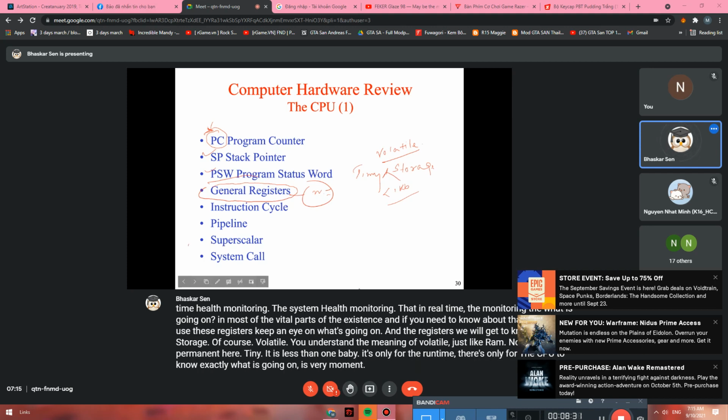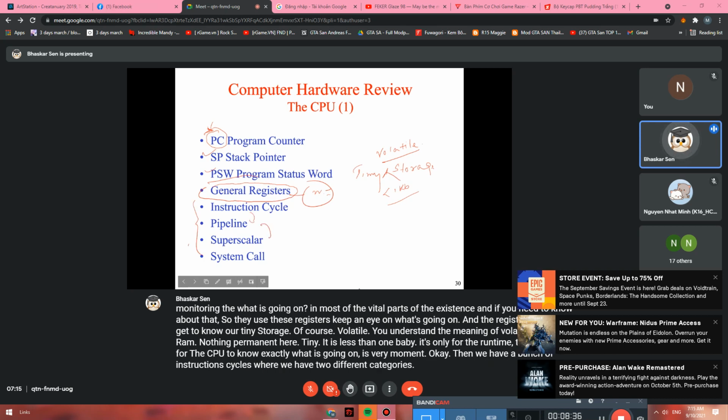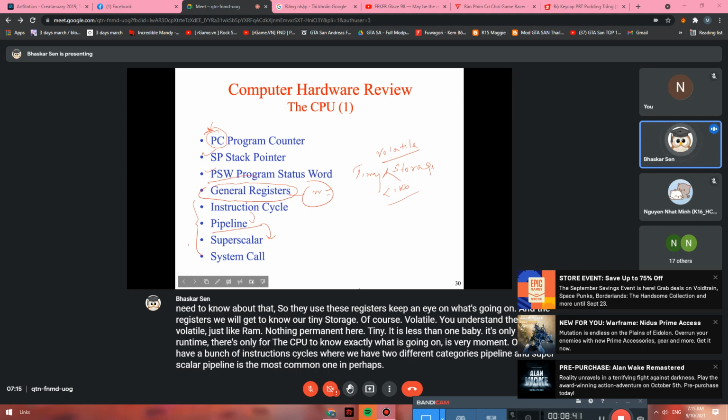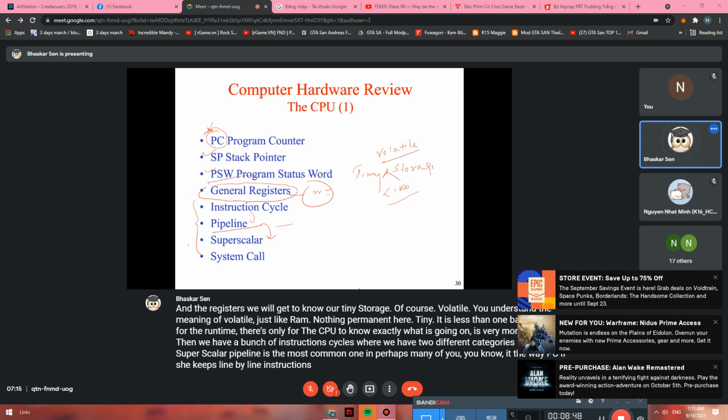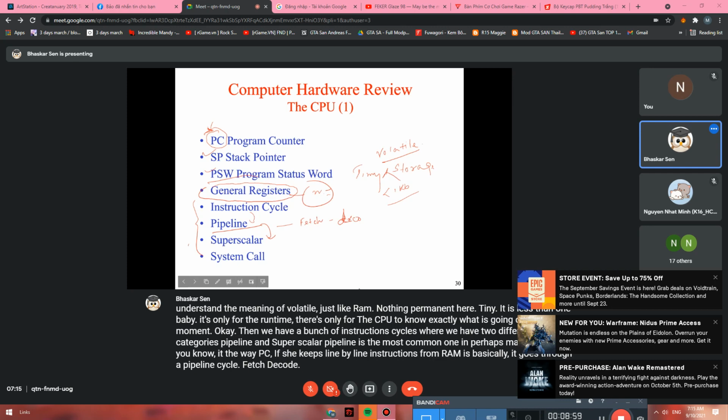Okay. Then we have a bunch of instruction cycles where we have two different categories, pipeline and superscalar. Pipeline is the most common one, and perhaps many of you know it. The way the CPU executes line-by-line instructions from the RAM is basically, it goes through a pipeline cycle: fetch, decode, and execute. This is a cycle that keeps going.